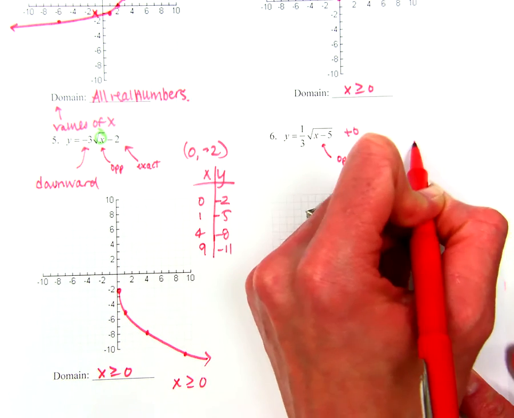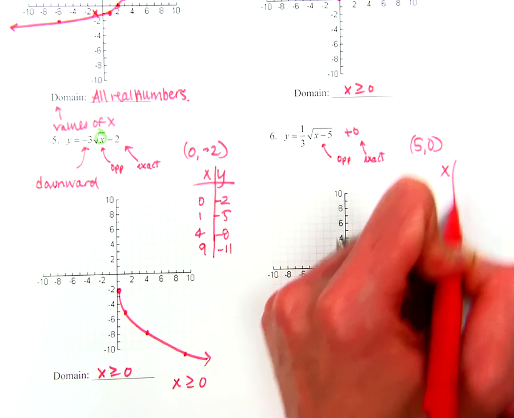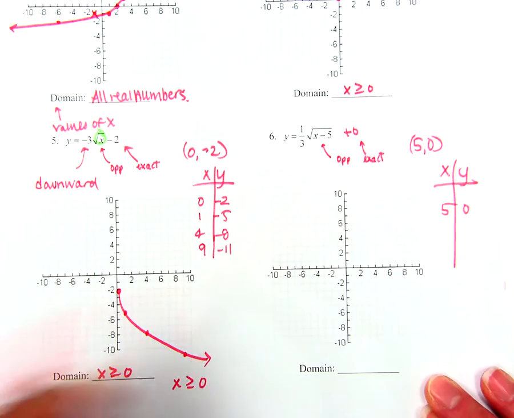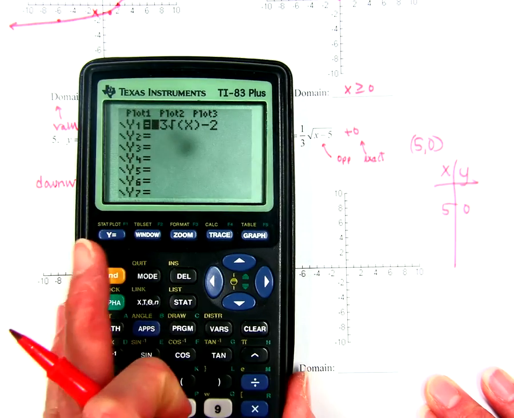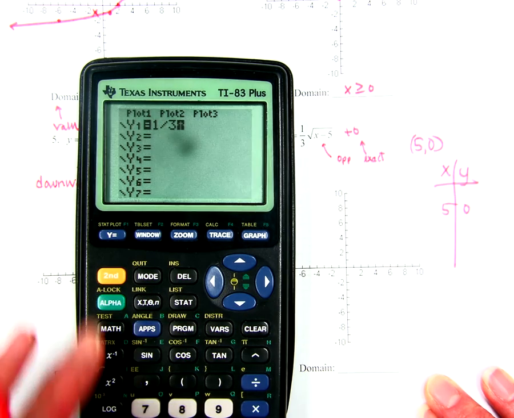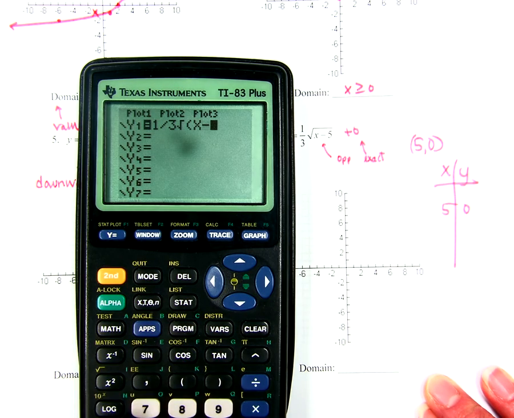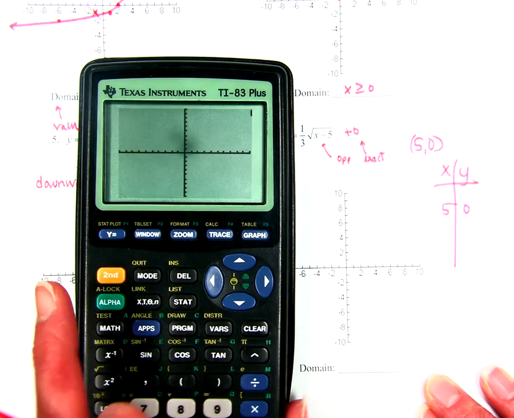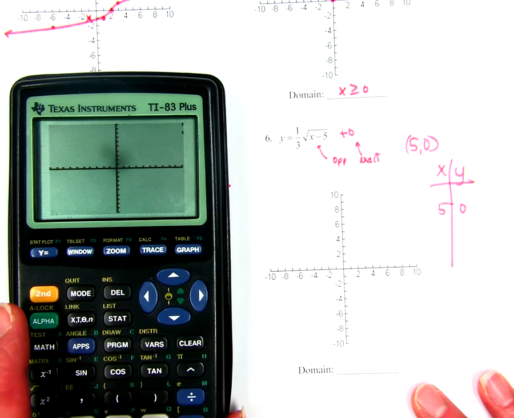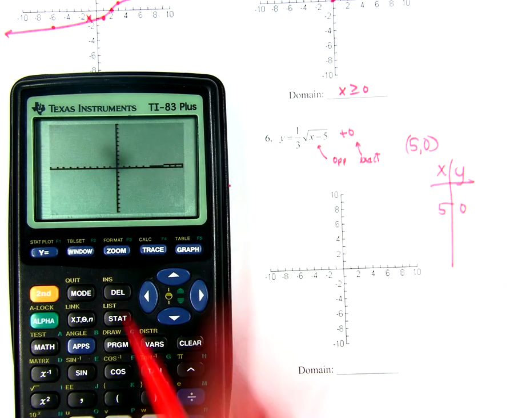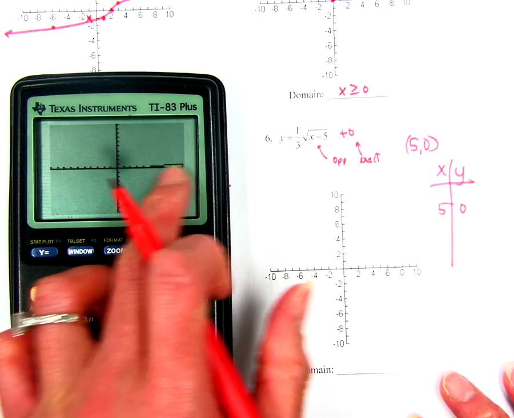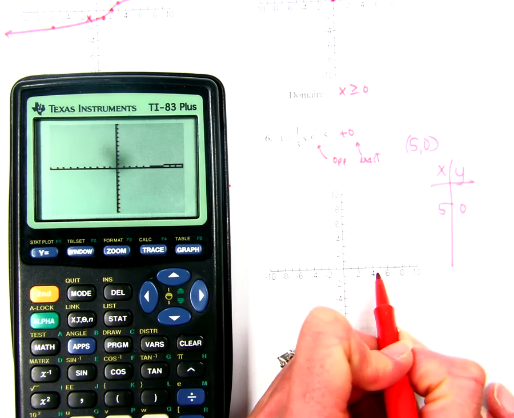Alright, last problem. Take the opposite of this and exactly this. There's nothing here, so it's (5, 0). And I've got (5, 0). So if you go to y equals, we got 1/3 times the square root of x minus 5. And your graph is going to look like this. It's kind of skinny, right? It's barely there, right? So we start at (5, 0).